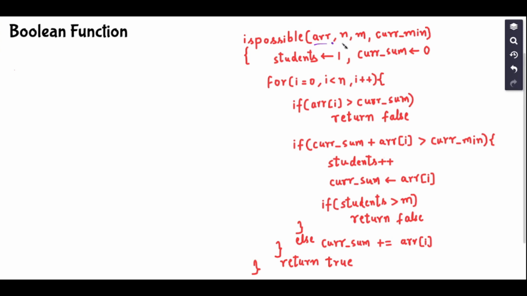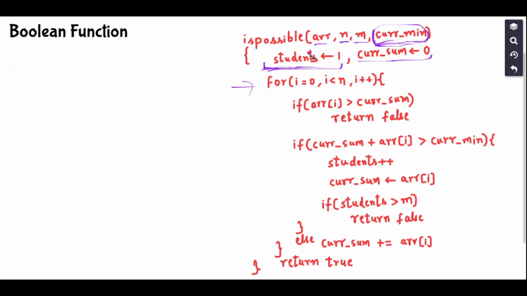It takes in the array, the number of elements in the array, the number of students to which I want to allocate the books, and the mid element that we have guessed in the binary search. That means the pages allocated must not cross this number. Initialize the students variable to 1. That means we have at least one student to which I want to allocate the books. A current sum variable simply represents the running sum, or the number of pages allocated to the current student.